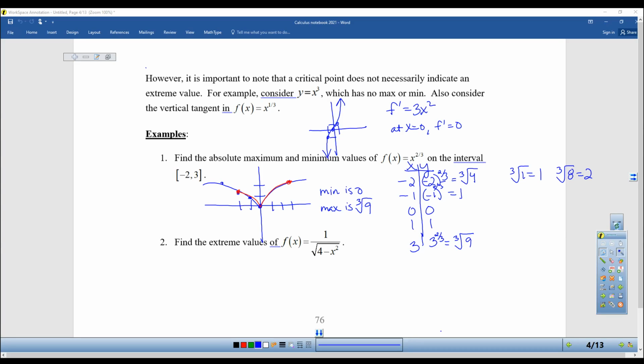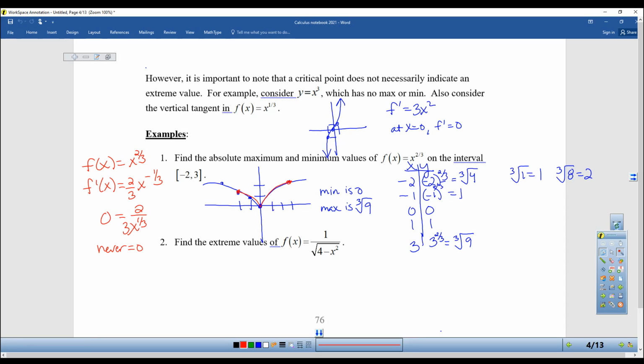So let's say you didn't make the graph of this. Let's say you just went straight up for a derivative. Then f of x is equal to x to the 2/3. F prime of x is equal to 2/3 x to the -1/3. And you set it equal to 0. Then you would have gotten 2 over 3x to the 1/3. Is this ever equal to 0? It's never equal to 0.